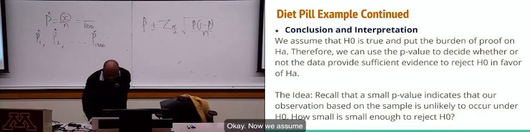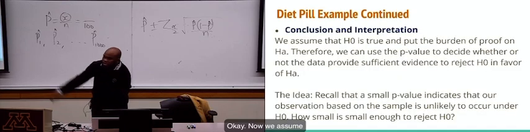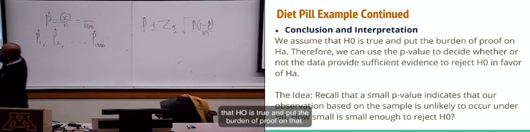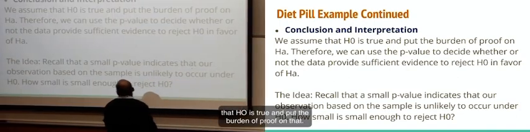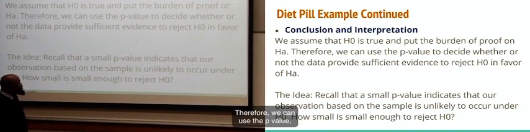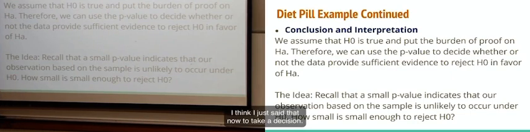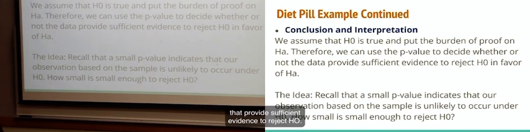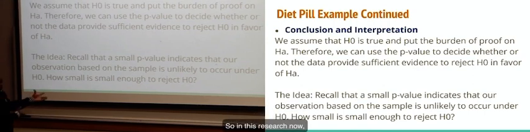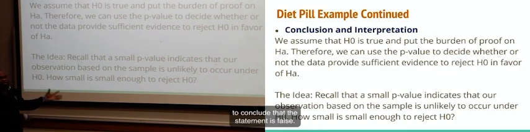Okay. Now we assume that H0 is true and put the burden of proof on that. Therefore, we can use the p-value. I think I just said that, to take a decision. So we can use the p-value to decide whether or not the data provide sufficient evidence to reject H0. So in this research, there is sufficient evidence to conclude that the statement is false.